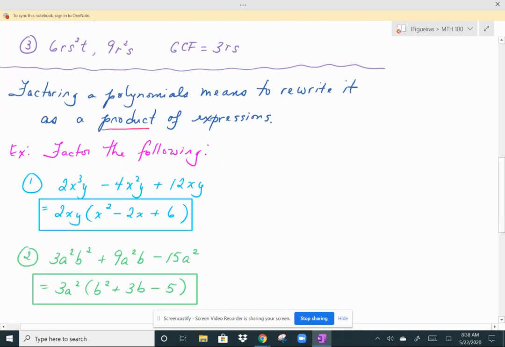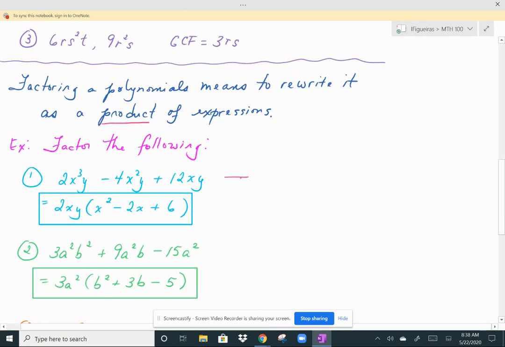All right, so here's our first example. We want to factor 2x cubed y minus 4x squared y plus 12xy. So that is a trinomial, and so now I want to rewrite it as a product. So you can think of this as the opposite of the distributive property. We're going backwards from the work we did in chapter 10. So those three terms, 2x cubed y and the 4x squared y and the 12xy, they have a GCF of 2xy. So that goes in front of the parentheses.